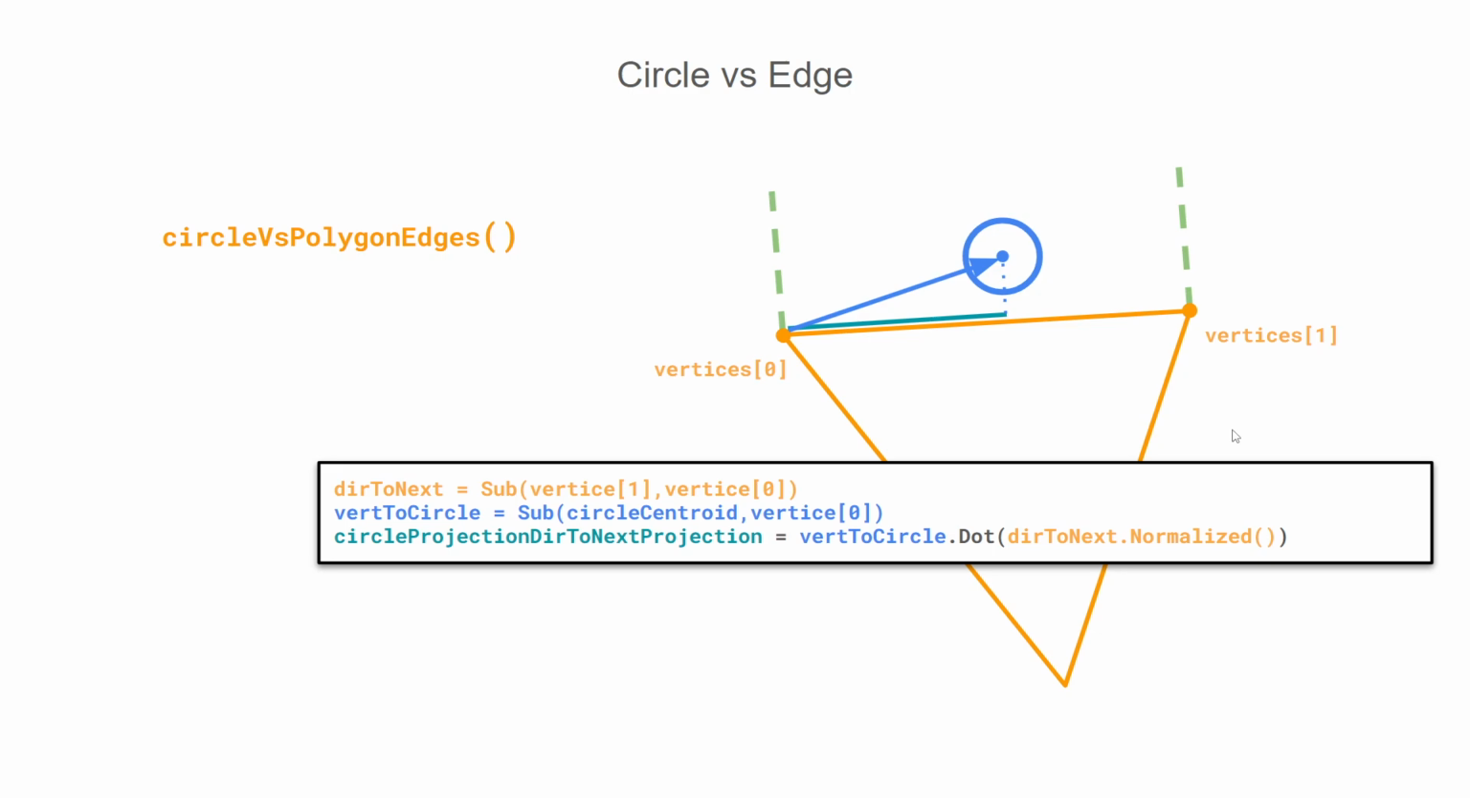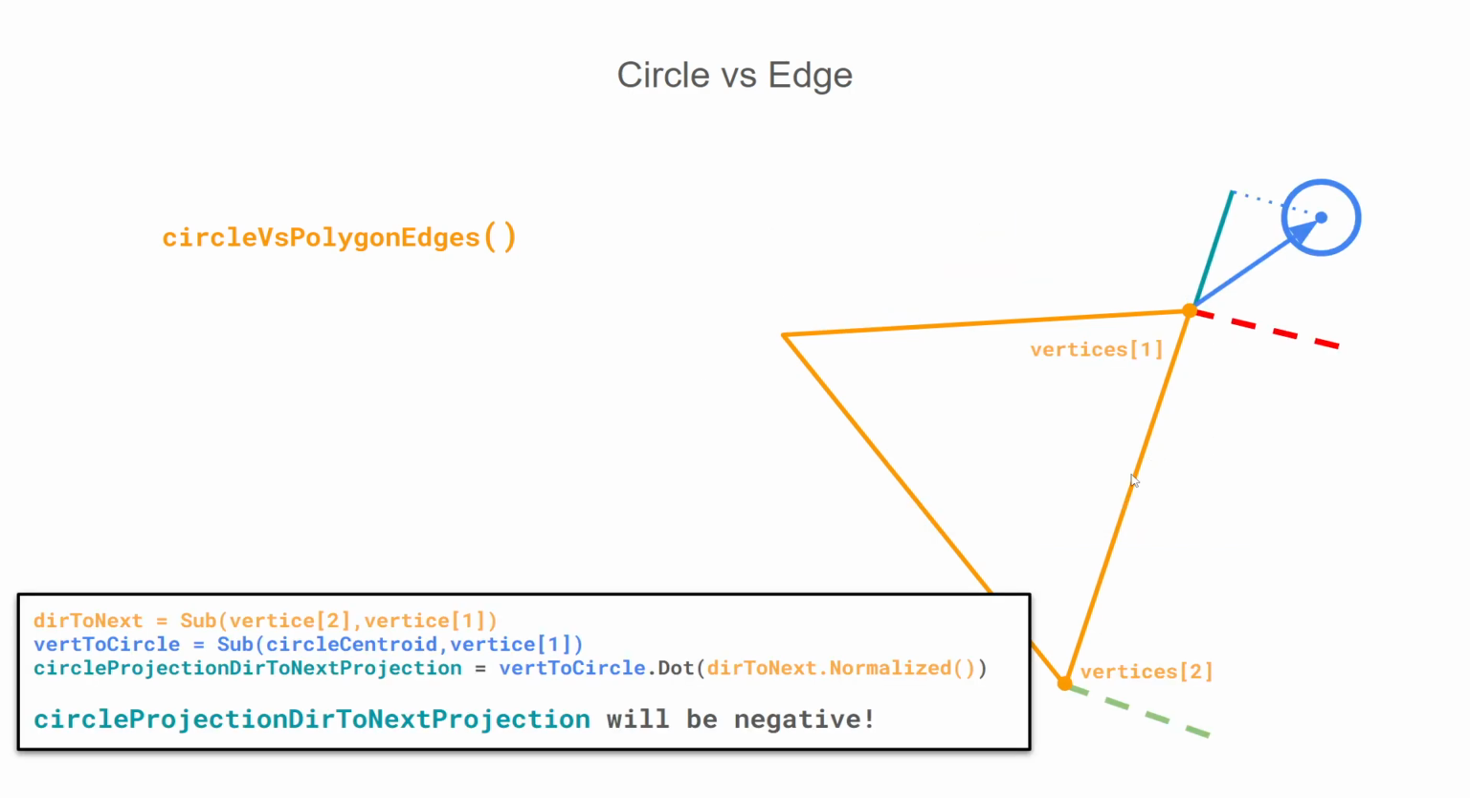But I'm going to show you this in the next slide. This is one case when the circle is not in the right area for the circle versus edge case. In this case, if we project this vector to this direction vector from vertice 1 to vertice 2, then this will be negative. The projecting depth will be negative.